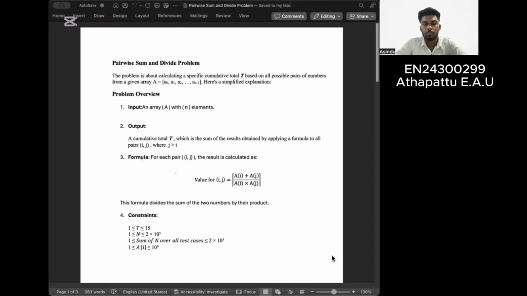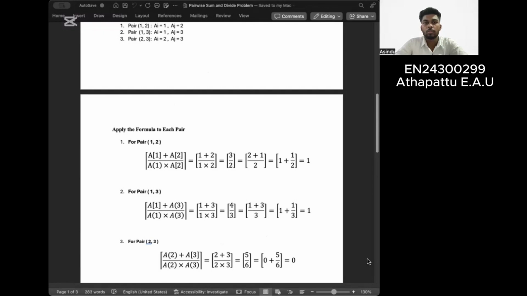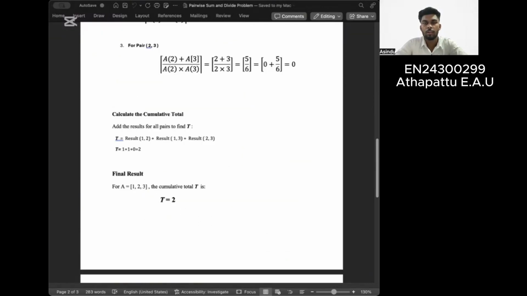Let's work through an example. Take array A equals 1, 2, 3. First, we list all pairs where the second index is greater than the first: 1, 2; 1, 3; and 2, 3. Now apply the formula for each pair. For pair 1, 2, the result is 1. For 1, 3, it is 1. For 2, 3, it is 0. Finally, we sum them. The total T is 2.